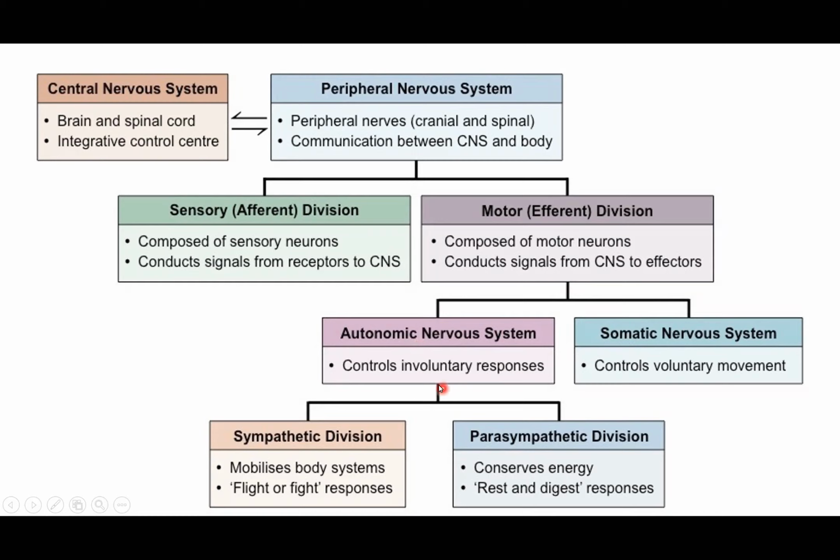And our autonomic nervous system then has two subdivisions, the sympathetic division, which is going to mobilize our body systems. So this is our fight or flight response. And then the other division is the parasympathetic division. And this is the division that is active when you guys are just sitting and relaxing and maybe studying. So this is our rest and digest operating system.